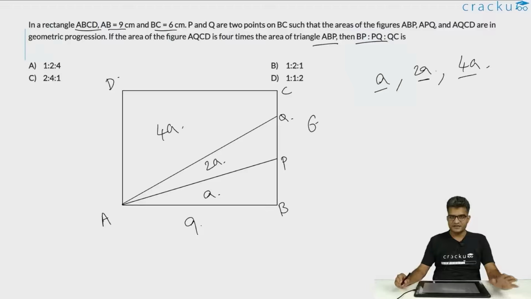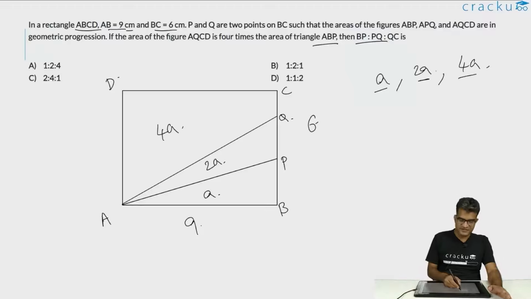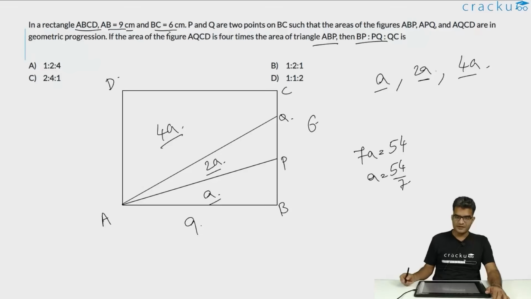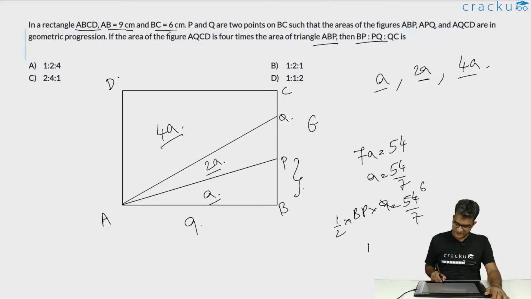Once you get this idea, we are asked to calculate the ratio of BP is to PQ is to QC. What we do know is that the total area of the rectangle is 9 into 6, which is 54. So 4A plus 2A plus A, which is 7A, is equal to 54, or the value of A is equal to 54 by 7. So we can calculate the length of BP. Half into BP into 9 is equal to 54 by 7. This is 6, or the value of BP is equal to 12 by 7. So this is 12 by 7. Similarly, the length of PQ will be twice that, which is equal to 24 by 7.